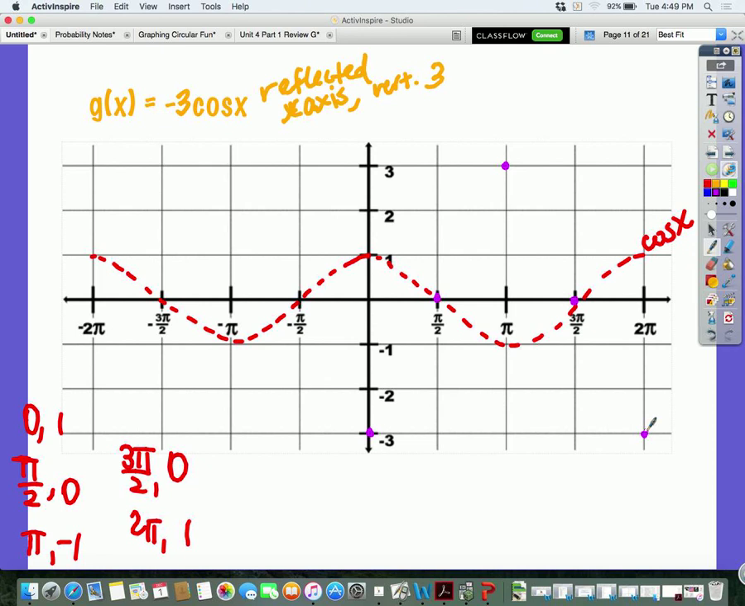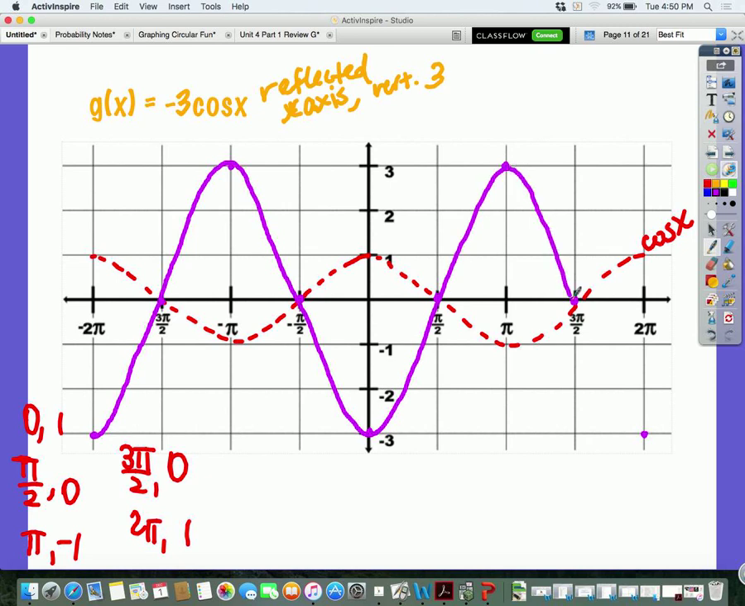Okay? And I can repeat that same process on this side. 0 stays where it is. -1 turns into a +3. 0 stays where it is. And lastly, +1 turns into a -3. And then this is the graph of -3 cosine x.